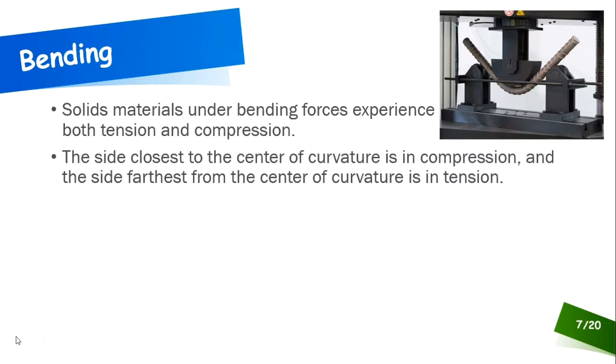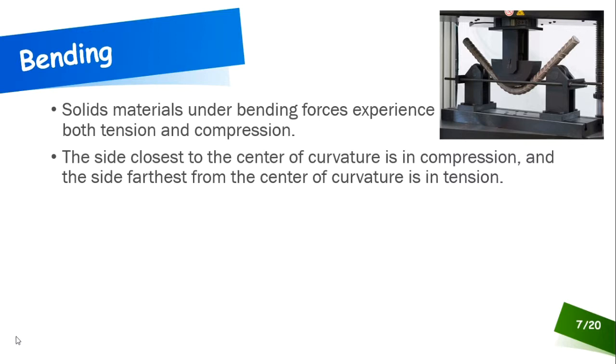That's the side that's touching that ram piston. And that's a side that's in compression. So if you think about the material on that side being pushed together towards that bend, that's why it's in compression. Whereas on the flip side, on the opposite side of that bar, the side farthest from the center of curvature, that's in tension, because there the material's being pulled and stretched apart. Those are tensile forces. So the side closest to the center of curvature is in compression. The side farthest is in tension.